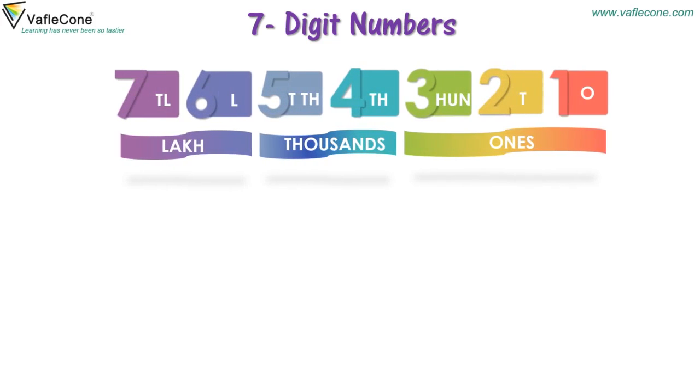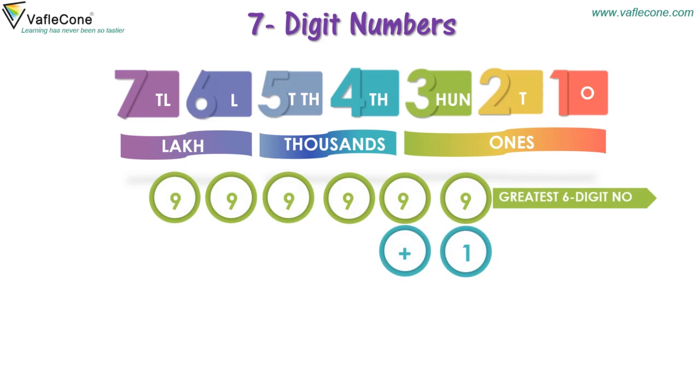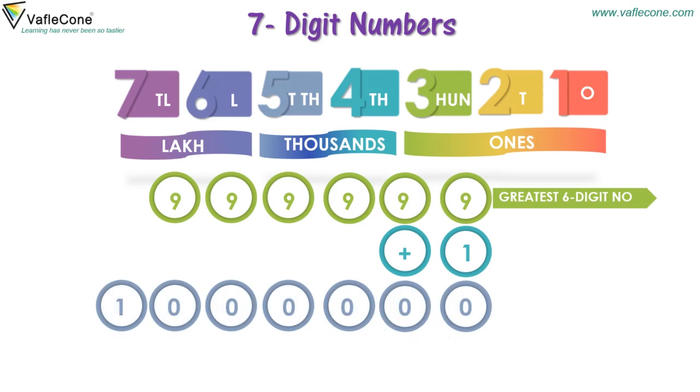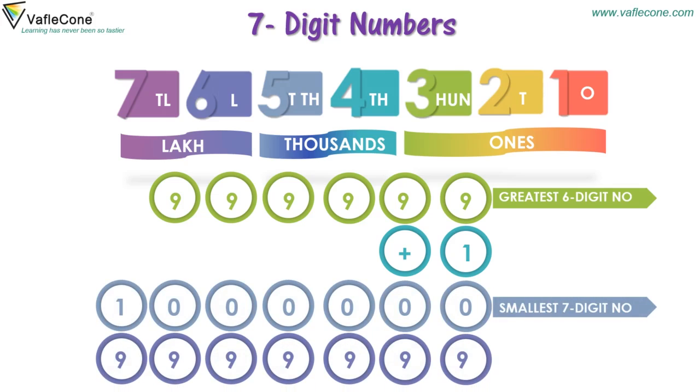We know that 9,99,999 is the greatest 6-digit number. And when we add 1, we get 10 lakh, which is the smallest 7-digit number. 99,99,999 is the greatest 7-digit number.